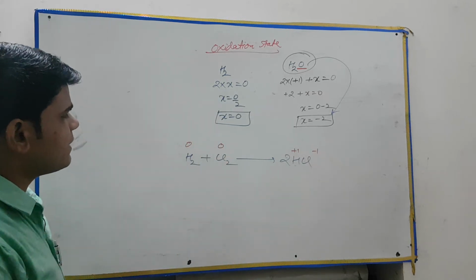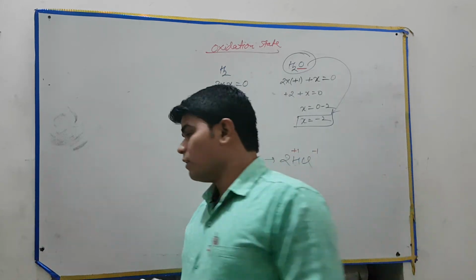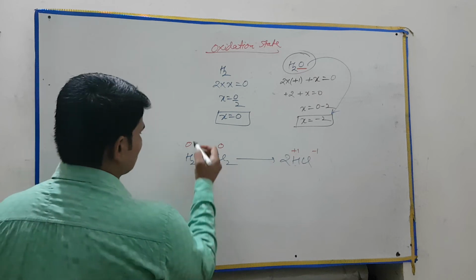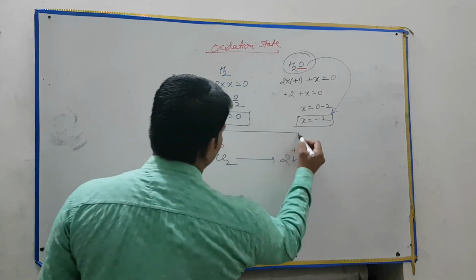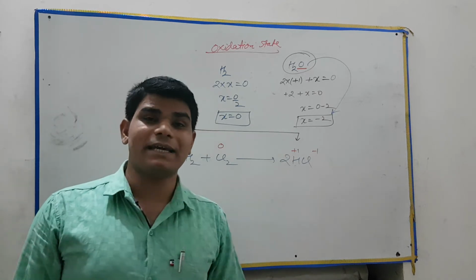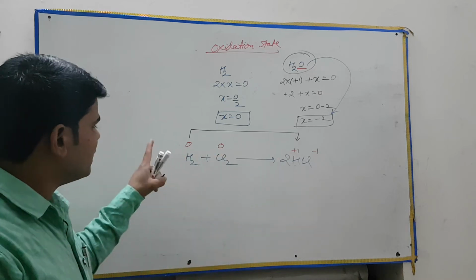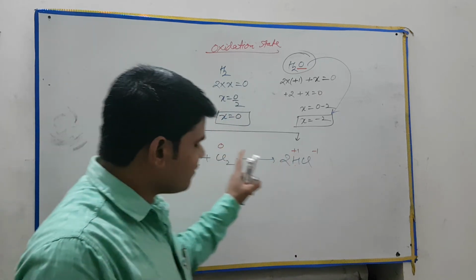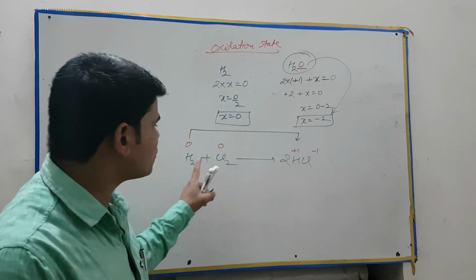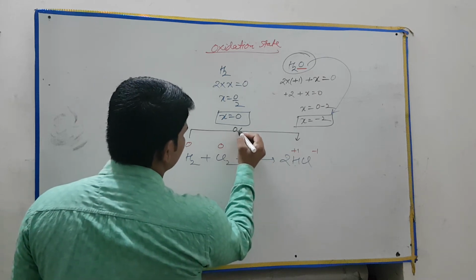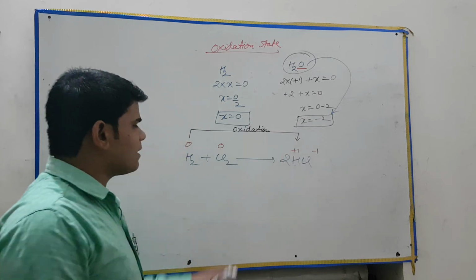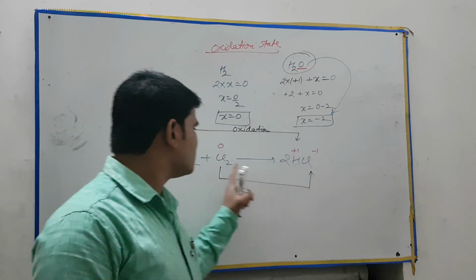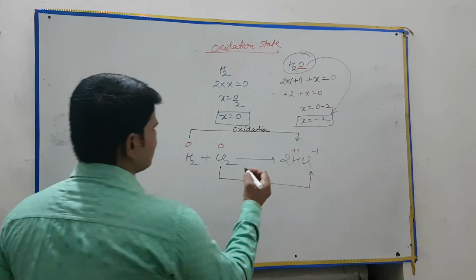Now it is time to find the oxidized and reduced substances. We consider the variation from reactant to product. Hydrogen goes from 0 to plus 1, which means the oxidation state increases, because 0 is lesser than plus 1. This part is known as oxidation. And chlorine goes from 0 to minus 1, which means the oxidation state decreases, which is reduction.